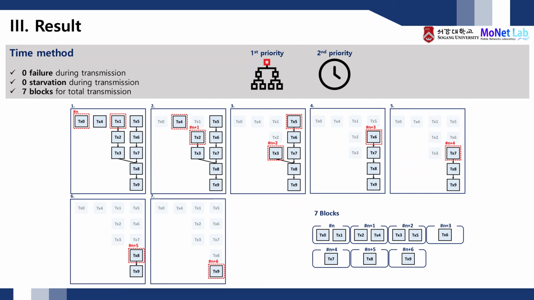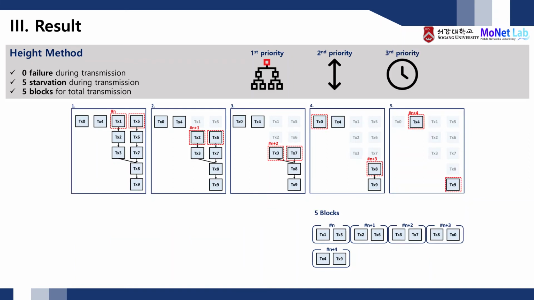Step by step, all transactions are succeeded through, with a total of 7 blocks and 0 failure during transmissions, with 0 starvation. You can notice that block transmission can only occur in one type of tree level. Next is the result with the hype method applied.